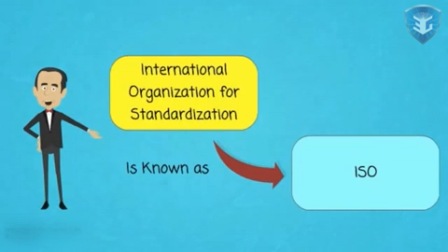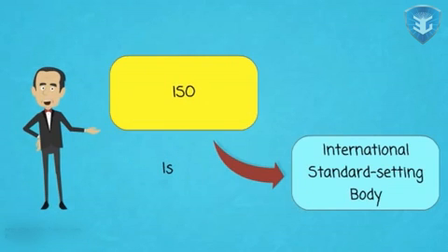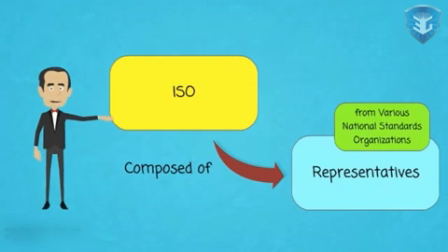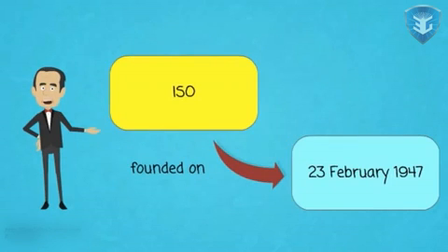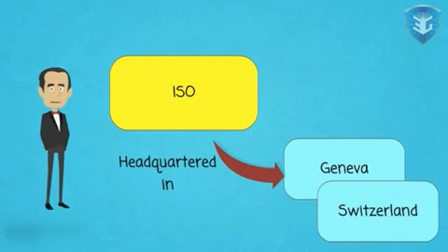The International Organization for Standardization is known as ISO. It is an international standard-setting body. It is composed of representatives from various national standards organizations. The organization promotes worldwide proprietary, industrial, and commercial standards. It was founded on 23 February 1947. It is headquartered in Geneva, Switzerland.